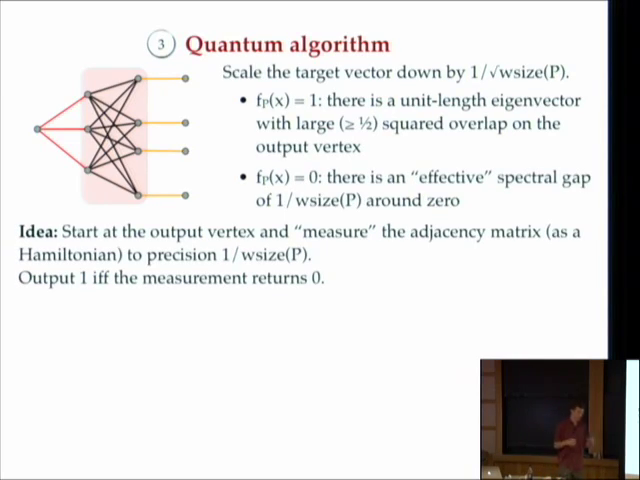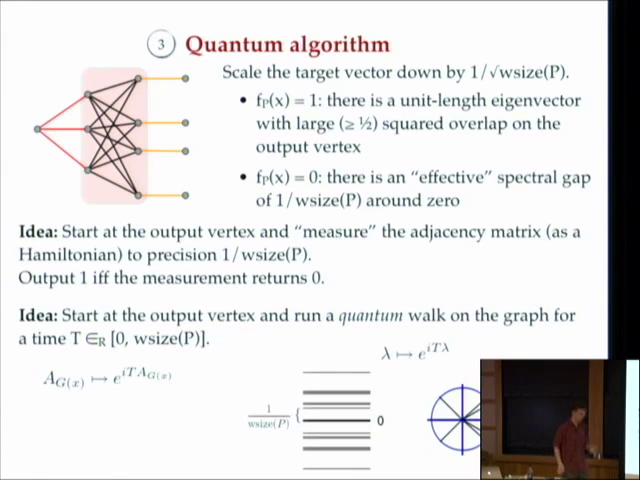Now we can start to give some intuition. If you're a physicist, this might be the intuition you use. You start your algorithm at this vertex and you measure the adjacency matrix, thinking of it as the Hamiltonian that gives you the energy for your system. If you measure it to precision 1 over the witness size, then you can distinguish these two cases. In the positive case, you're going to get 0 with constant probability, at least 1/2. In the negative case, you're not going to get 0 because you have a spectral gap and you're measuring to a precision smaller than the spectral gap. That's an intuition if you're a physicist.